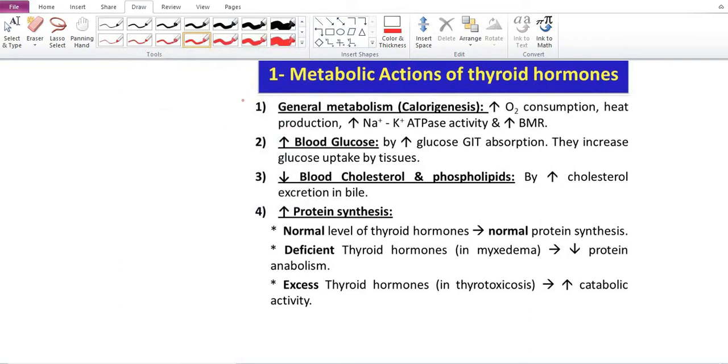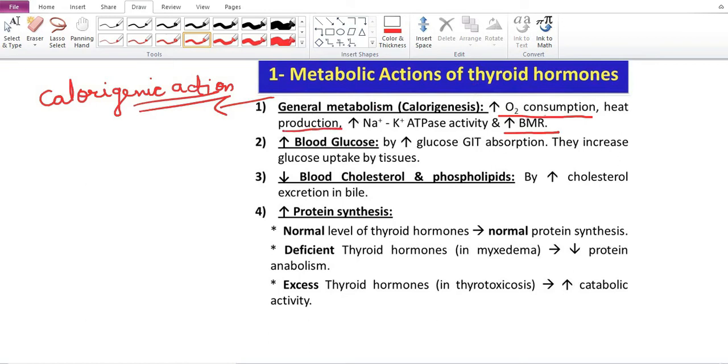So thyroxine increases the metabolic activity in most of the body tissue except brain, retina, spleen and lungs. So it increases the BMR by increasing the oxygen consumption of the tissue. So it has a calorigenic action. It increases the heat production and increases the sodium potassium ATPase activity.